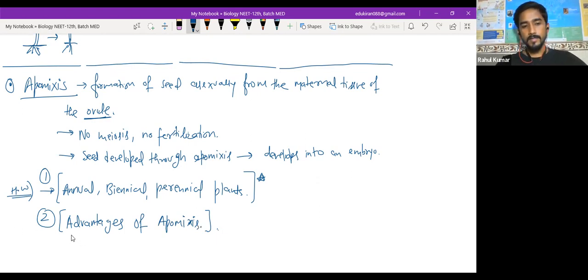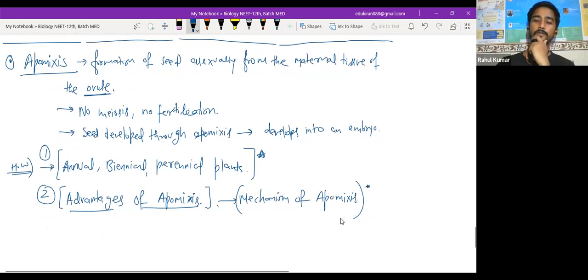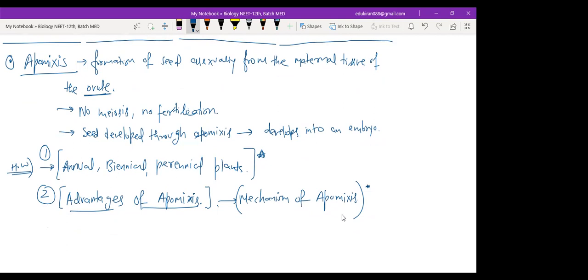Once you come with this, I will quickly discuss with you the mechanism of apomixis. The mechanism is not very different from sexual reproduction, but the mechanism of apomixis has slight deviations. So this part we will discuss then. So write down these three parts. Let me know when you're done. Yes, sir. Done? Yes, sir.